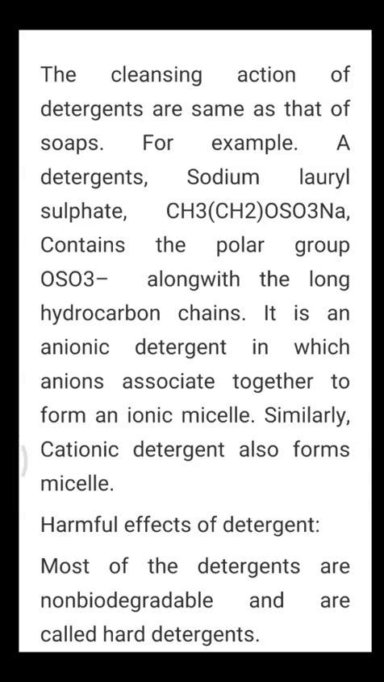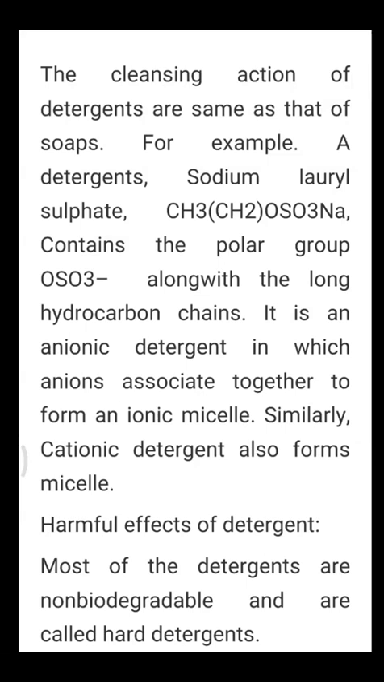Now what happens is that these micelles will be simply grouping together around the dirt molecules, and now they will undergo agitation. After agitation, they get converted into tiny droplets, and these tiny droplets will stick to the dirt molecule. So now the tiny droplets will be washed by the water along with the dirt molecule. So that's how cleansing action of soap or detergent takes place.